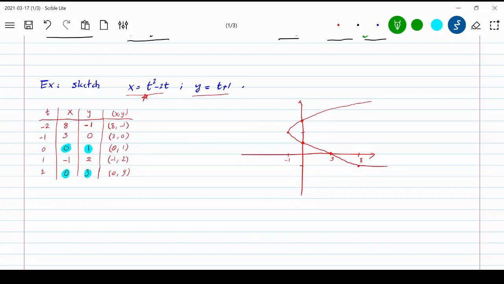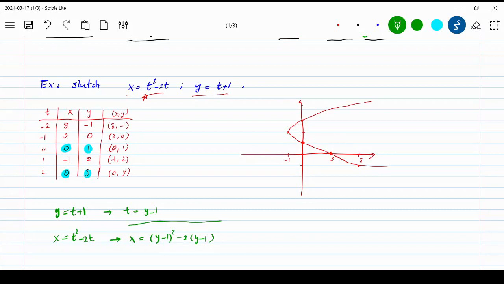How do you do that? For one of the variables, you get rid of t. You solve for t. So here the easiest one would be we have y equals t plus 1. So what is t? t equals y minus 1. So now I can replace x, which is t squared minus 2t. Instead of t, I can replace y minus 1. So I can say x is (y minus 1) squared minus 2 times (y minus 1).